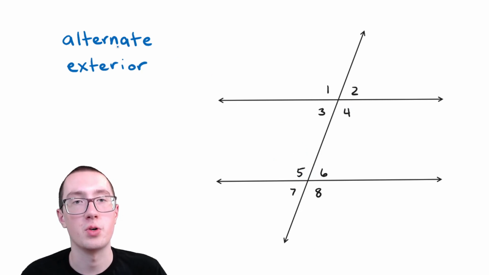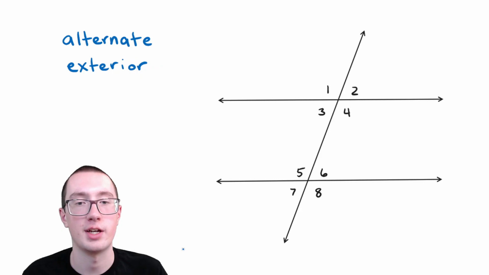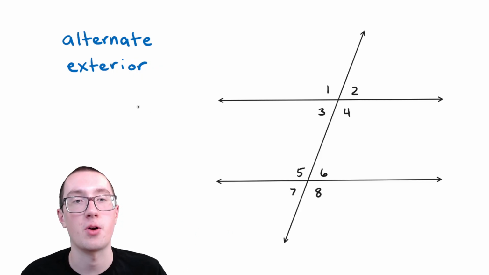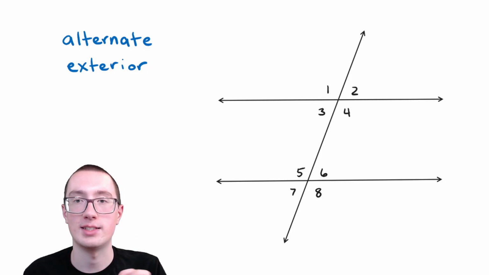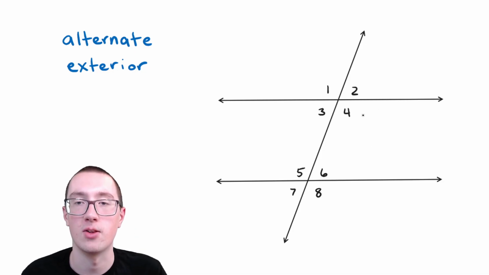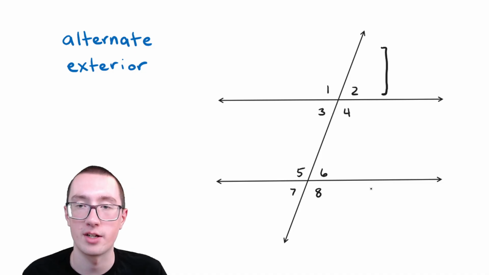The third type of angle is alternate exterior angles, and these are exactly the same, except they're on the exterior. So for this, we're disqualifying all of the ones that are inside of the room, inside of these lines, and we're only going to look at the angles that are on the outside.